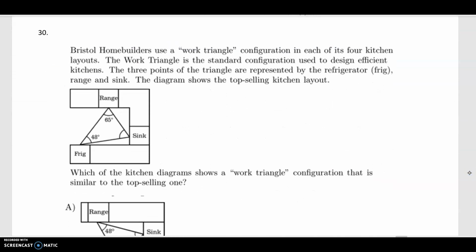All right, now number 30. Bristol's home builders use a work triangle configuration in each of their 4 kitchen layouts. The work triangle is the standard configuration used to design efficient kitchens. 3 points of the triangle are represented by the refrigerator, the range, and the sink. The diagram shows the top-selling kitchen layout. Which of the following kitchen diagrams shows a work triangle configuration that is similar to the top-selling one?